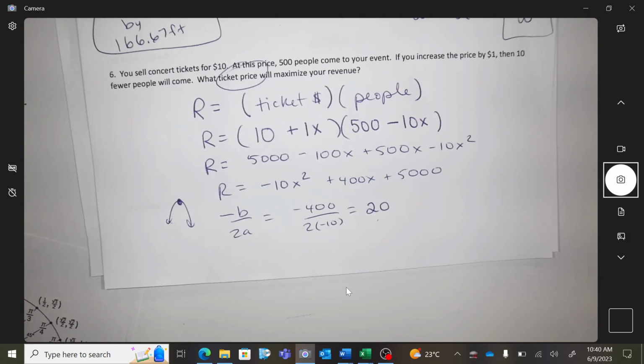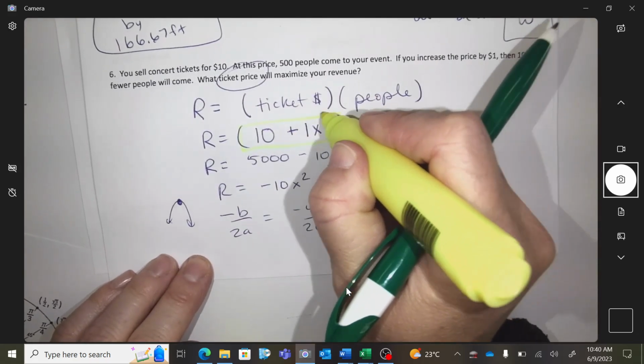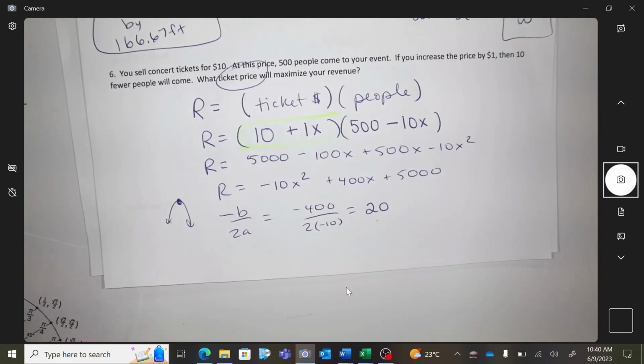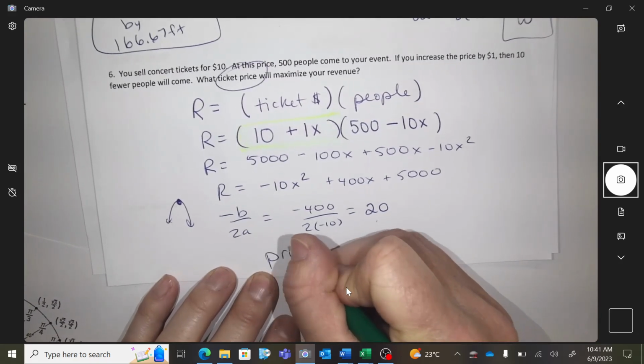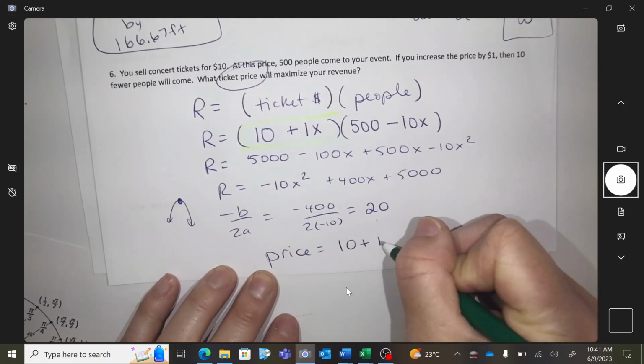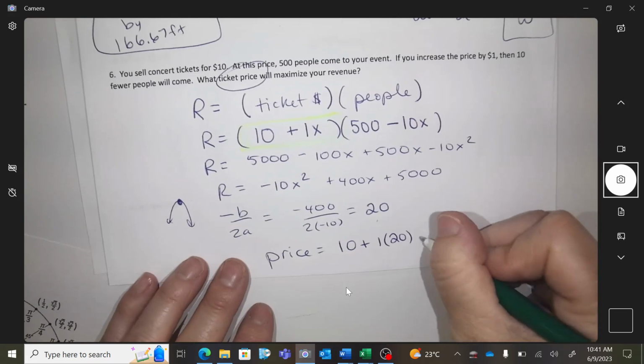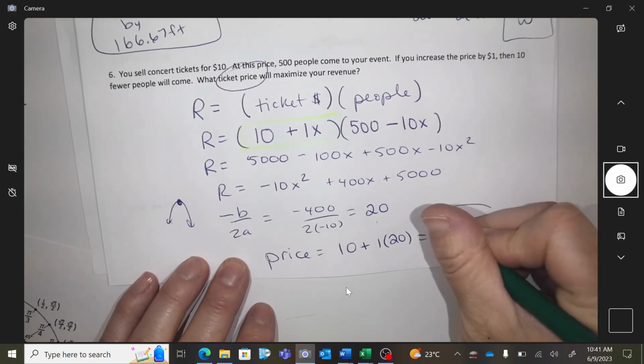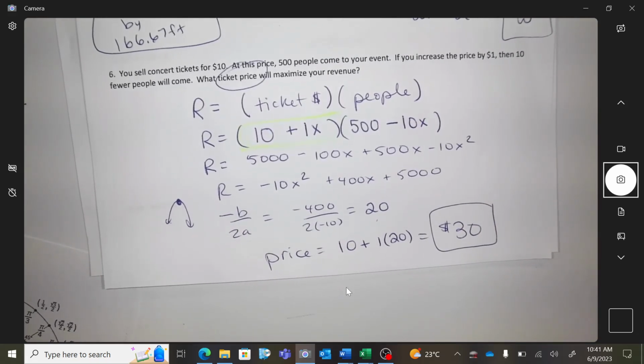So where do I plug it in? There's a spot I should plug it in, just to get the ticket price. Does that make sense? 10 plus 1x, so the price equals 10 plus 1 times 20. So you should be selling $30 tickets.